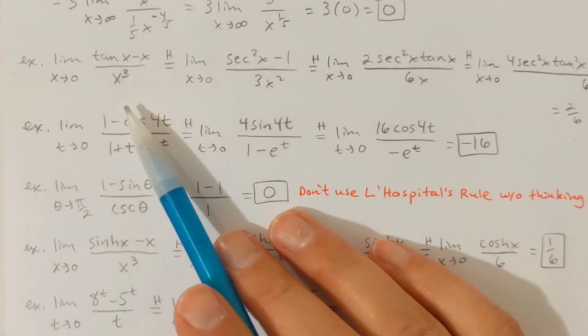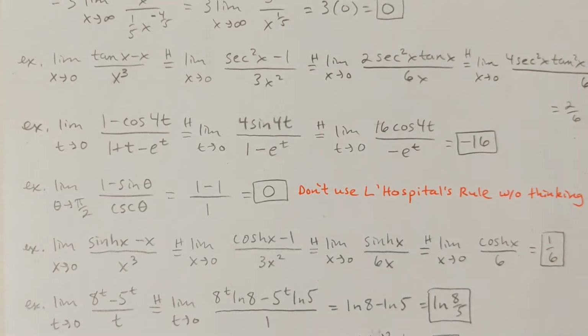Okay, here's another one. The limit as x approaches 0 of tangent x minus x over x cubed. Well, I can't plug in 0, right? But I'm also going to get 0 in the numerator. Tangent of 0 is 0. And so we're in indeterminate form, 0 over 0. So I'm going to go ahead and apply L'Hopital's rule to begin.